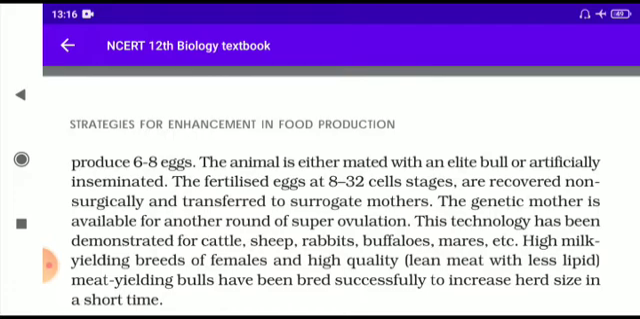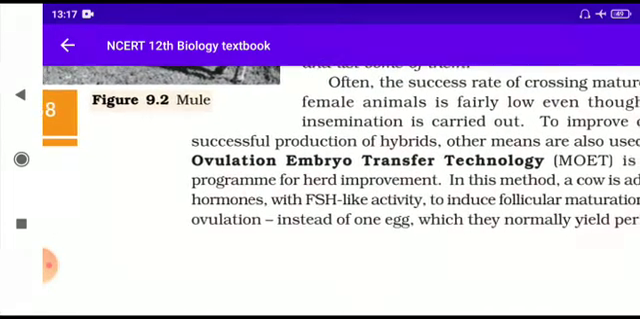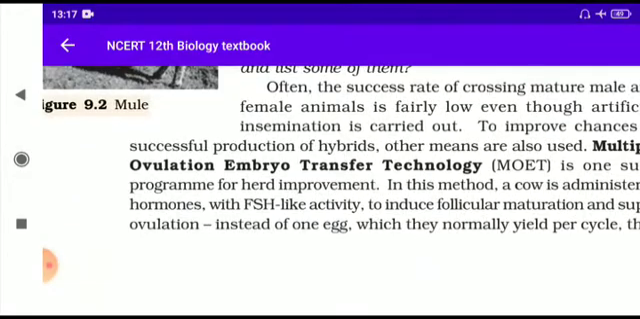Surrogate mothers means the mothers which carry the eggs of other females. The genetic mother is available for another round of superovulation. Here, dear students, after superovulation from one mother cow, the eggs are released and introduced into other cows. Those cows are called surrogate mothers. And the original mother is used another time for superovulation by the process called MOET. MOET means multiple ovulation embryo transfer technology.